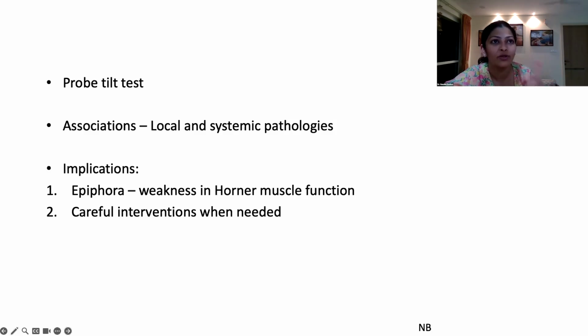And also, whenever you're doing probing, when you turn the probe vertically, be very, very careful in these cases, because sometimes you can perforate and cause an entire canaliculus to tear. So that is why you have to be very, very careful when you're doing probing in these cases.